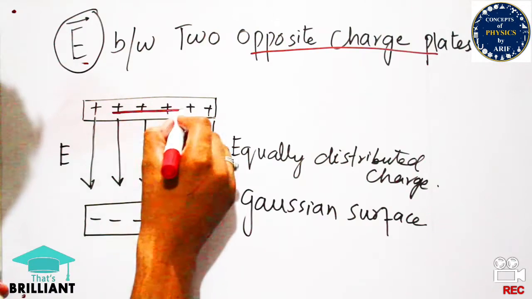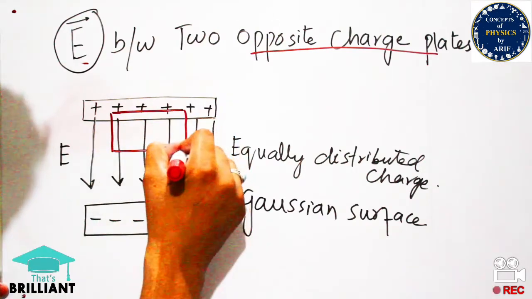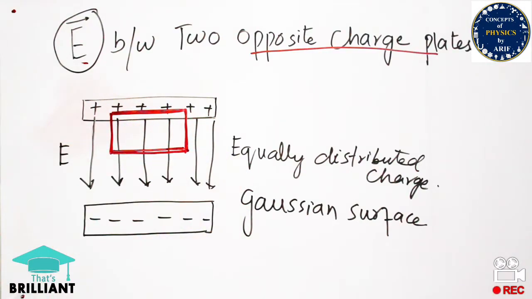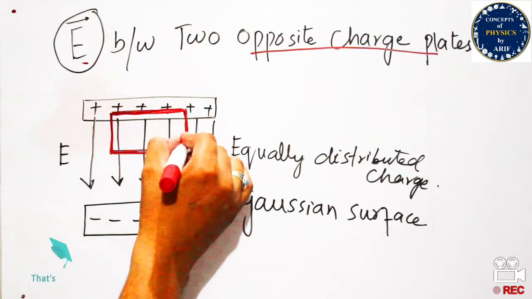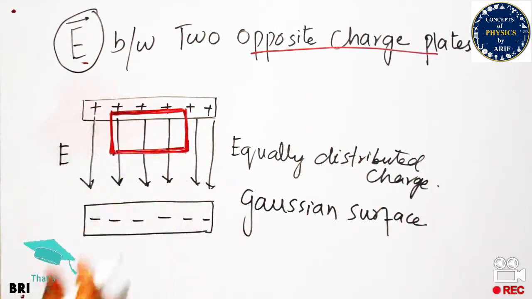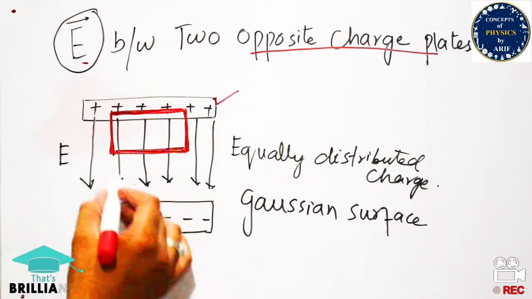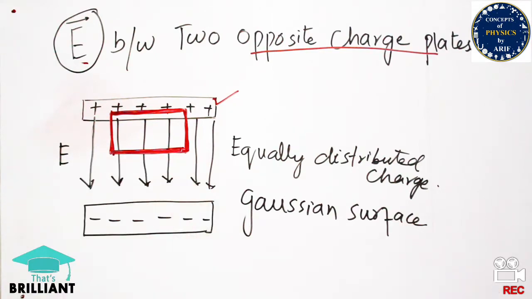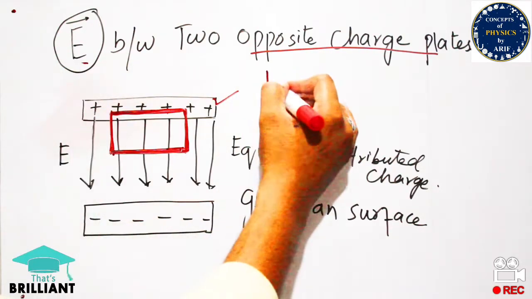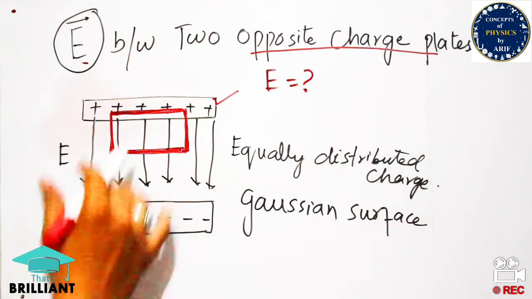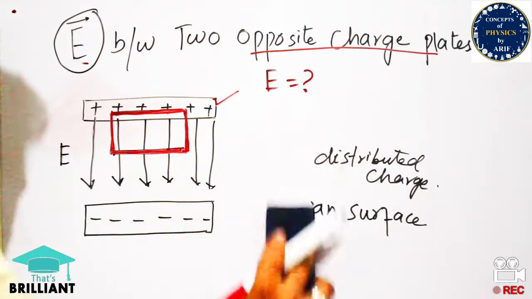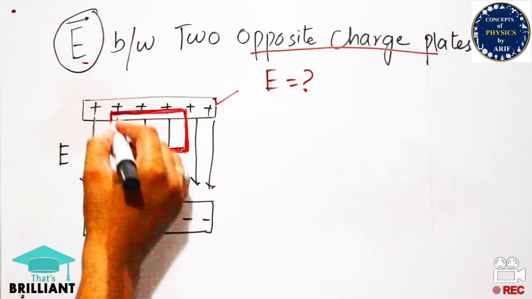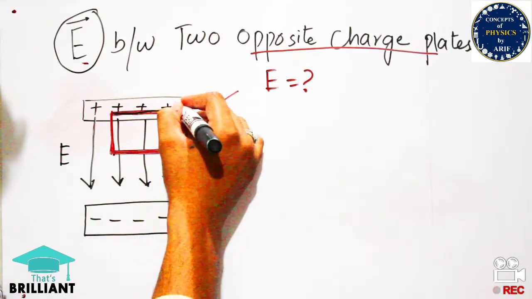This is a closed path I am drawing with a red marker. One side of this closed shape is immersed in the positive plate, two other sides are parallel with the electric field lines, and the lower side is perpendicular to the electric field lines. It means that we need to calculate the electric flux through each side of the Gaussian surface. After finding the electric flux between these two plates, the electric field intensity can be easily measured because these are interlinked with each other.